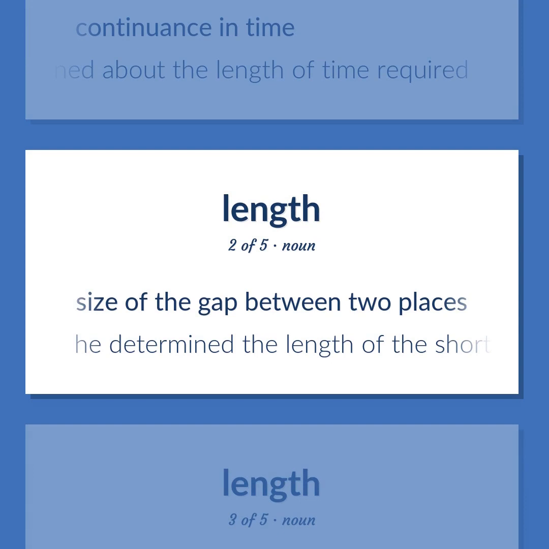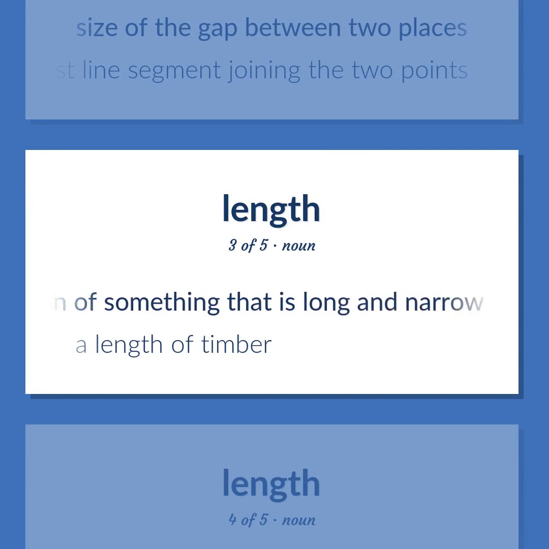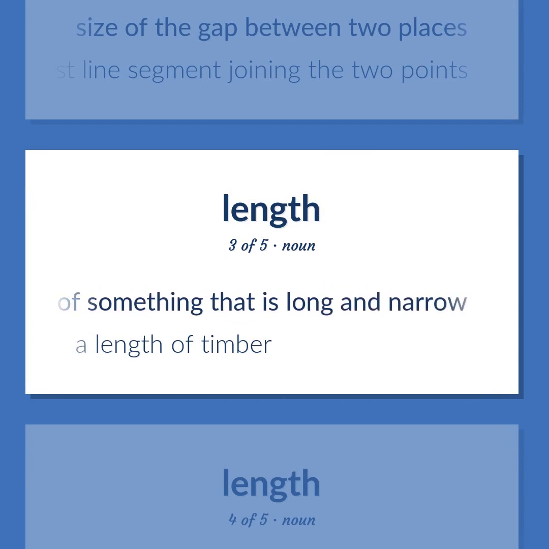Continuance in time. He complained about the length of time required. Size of the gap between two places. He determined the length of the shortest line segment joining the 2 points. A section of something that is long and narrow. A length of timber.